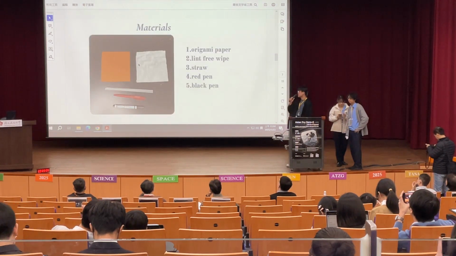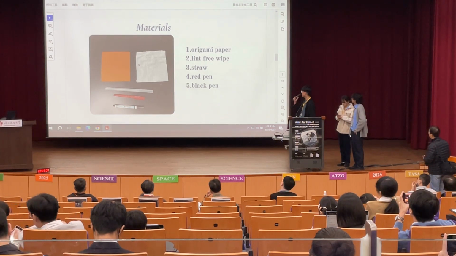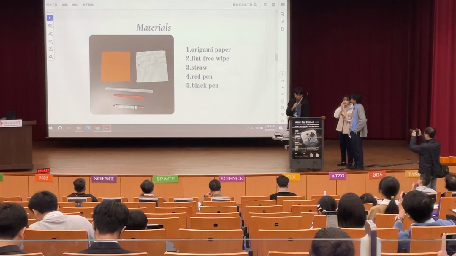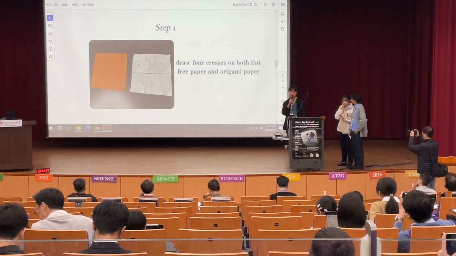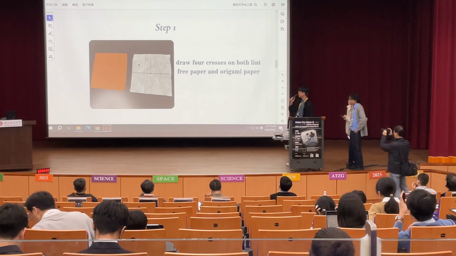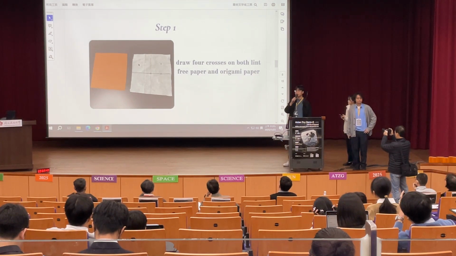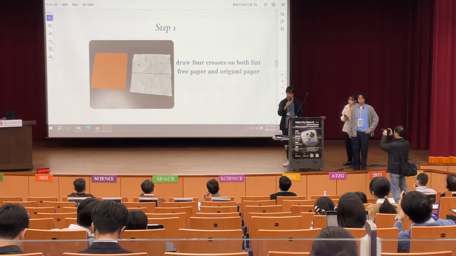Right, so the materials we have are an origami paper, lint-free white, a straw, a red pen, and a black pen. So now let me show you our design of our experiment. It's very simple. Step 1, we draw 4 crosses on both the origami paper and the lint-free white to represent the XY axis and the 4 quadrants.